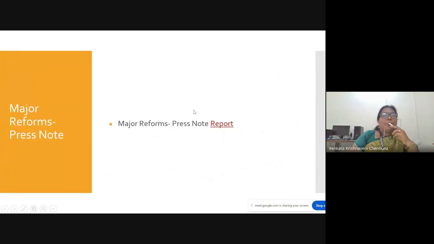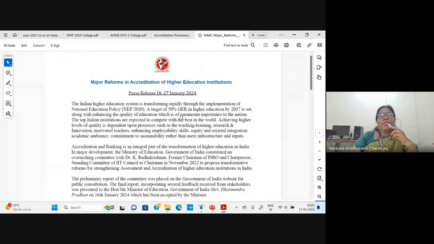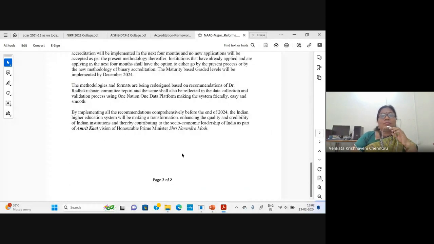Now, major reforms press note, look at this: major reforms in accreditation of higher education institutions. This is the press note release.